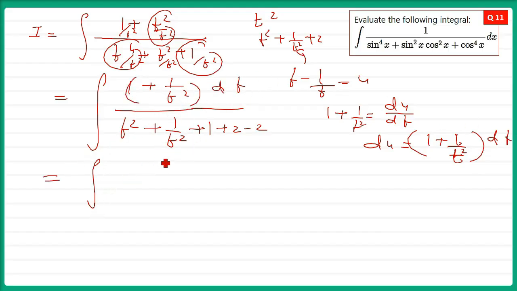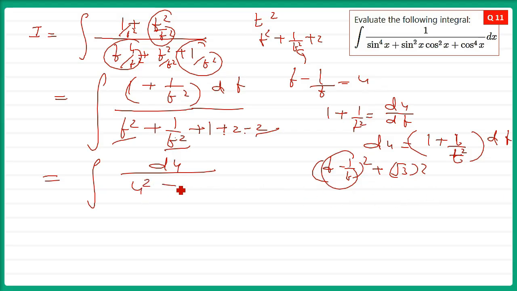So I'm replacing this numerator by du, and I'm utilizing the first, third, second, and the final term, minus 2. This term and this term will become t minus 1 by t whole square. And what is remaining? 2 plus 1, 3. So we can write it as a perfect square, root 3 whole square. So this will become u square plus root 3 whole square. This will be 1 by a tan inverse x by a. So 1 by root 3 tan inverse u by root 3 plus a constant of integration. After integration, this is the result.